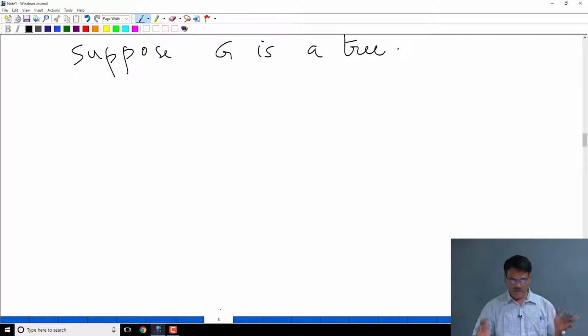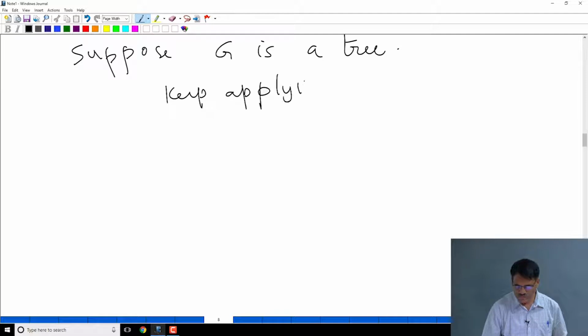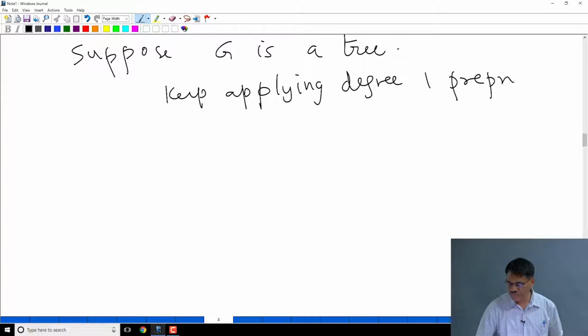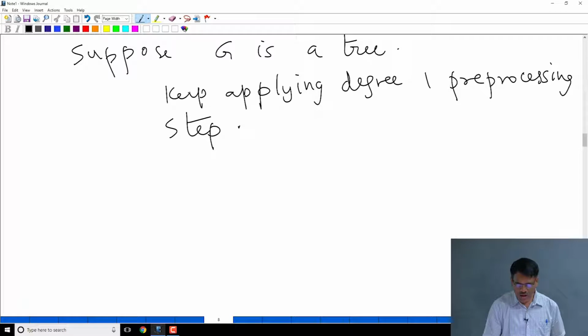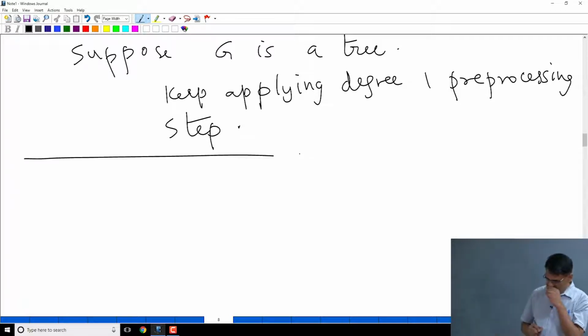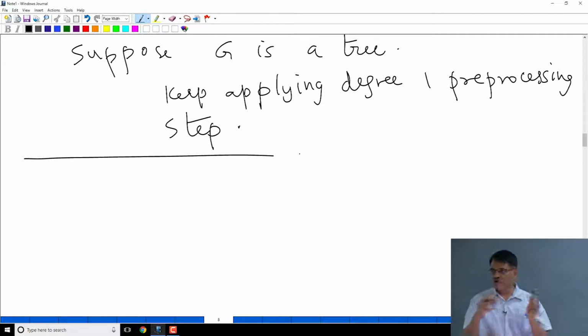Okay. So, this is the game here. Keep applying the degree 1 pre-processing step, and you will be done. Okay. So, we can solve minimum vertex cover in trees, in bipartite graphs, in perfect graphs and all that. Some I have told you, some I have not. Perfect graph is quite a sophisticated algorithm.